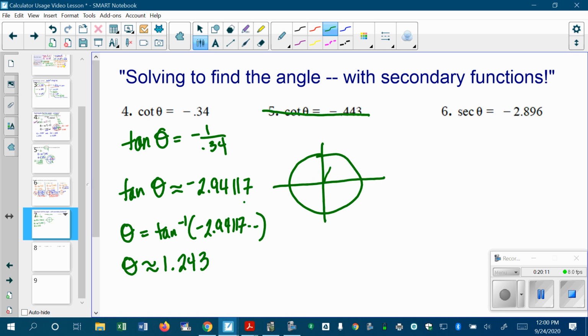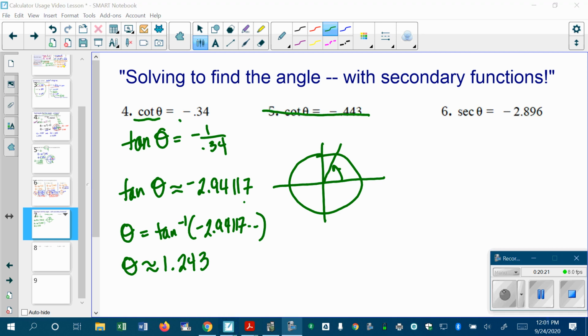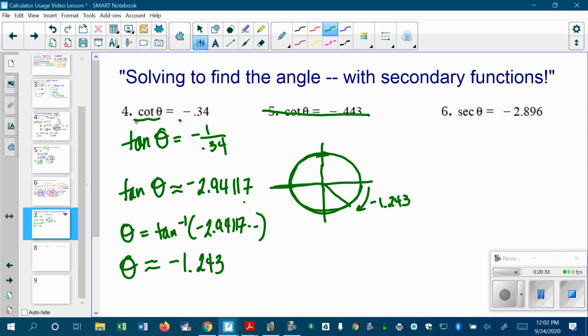Okay, so 1.243 radians would be about here. And cotangent is, oops, maybe it's not about there. Let me think for a sec. Oh, I had a mistake because I didn't write a negative sign. Okay, let's go back and fix that. Okay, this makes more sense. So tangent is negative 1.243. Cotangent is a negative number, is what I was given at the start.